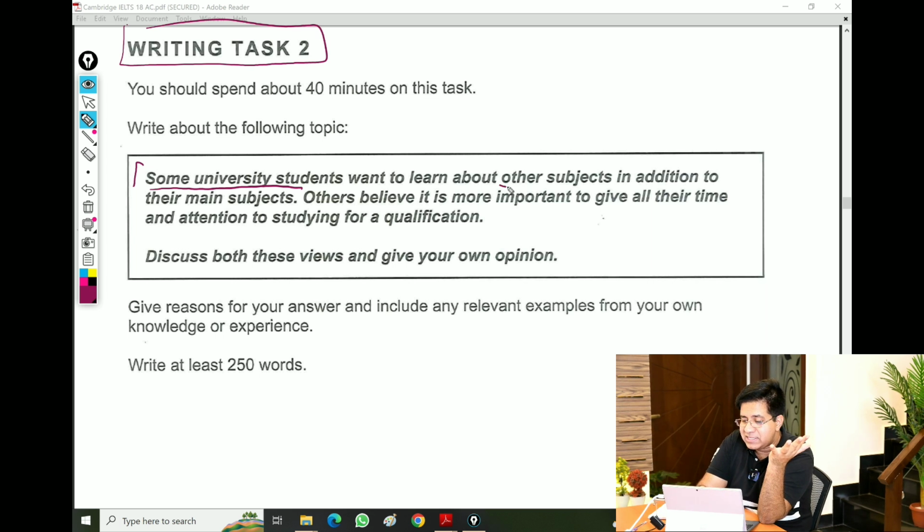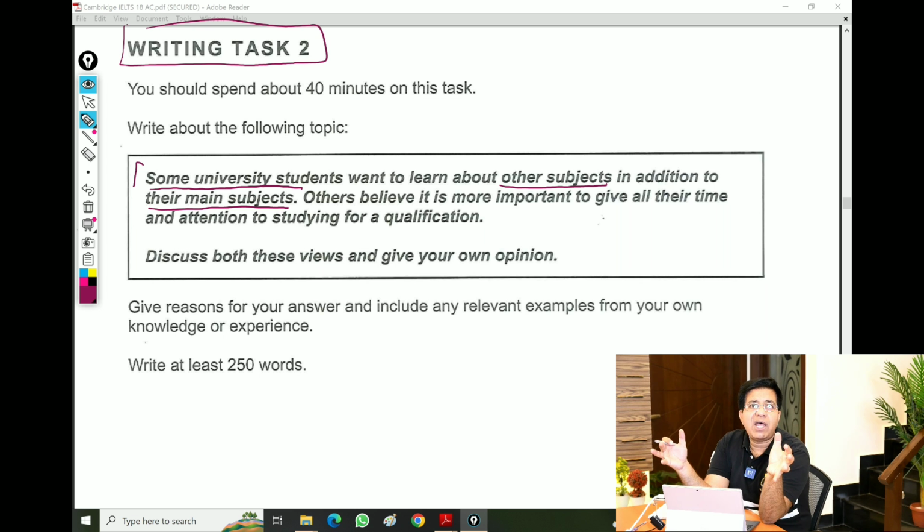Now, what are other subjects? Other subjects which are not part of their curriculum. For example, if they are studying business, there are some subjects which are related to law. If they are studying medicine, there are some subjects which are related to marketing. So, some university students want to learn about other subjects in addition to their main subjects. Try to understand the topic. If you understand the topic, you will have good task response.